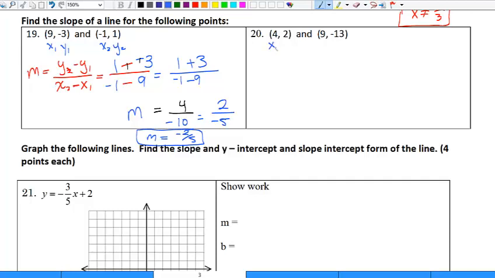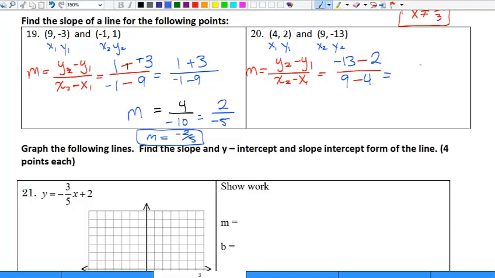Let's practice this again. We have x1, y1, x2, y2 again. I'm going to write the formula out one more time. y2 minus y1 over x2 minus x1. So the y2 in this case is negative 13. Minus, because there's a minus in the formula, y1, which in this case happens to be positive 2. On the bottom I have x2, which happens to be 9, minus in red, because there's a minus in the formula, x1, which happens to be 4.